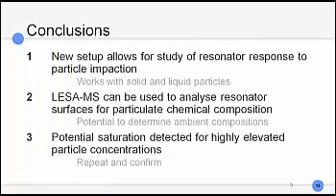And with that, I'm just going to conclude. So we have a new setup that allows us to test different resonators and different particles, and there's lots of different things we can play with in terms of adjusting the relative humidity and looking at the collection efficiency of the device. We've shown that the LESA MS system can actually work with resonators to analyze the chemical composition, and we've maybe seen an initial step at actually being able to quantify the saturation limit for particle collection of these types of resonators.